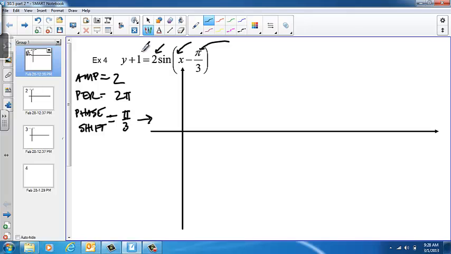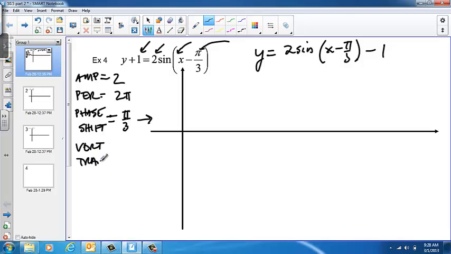And then this y + 1, if you want to think about it this way, looks like we're going to have a vertical translation of 1 down. So the new origin, if you will, will be (π/3, −1). π/3, comma, negative 1.